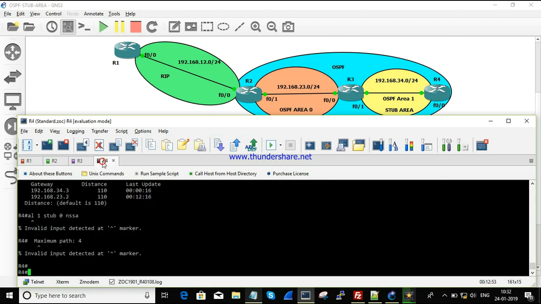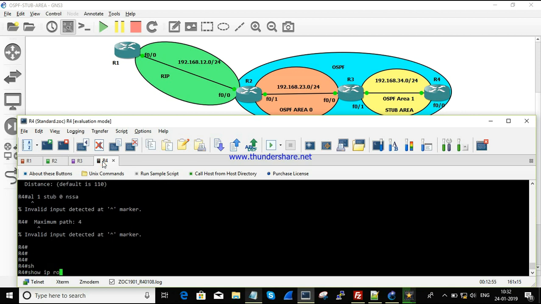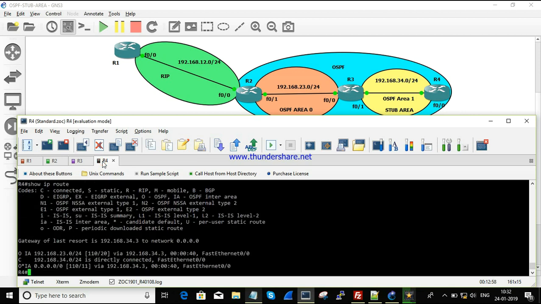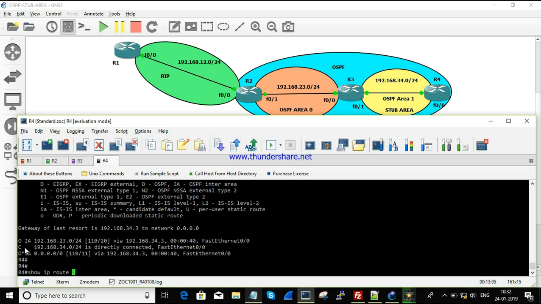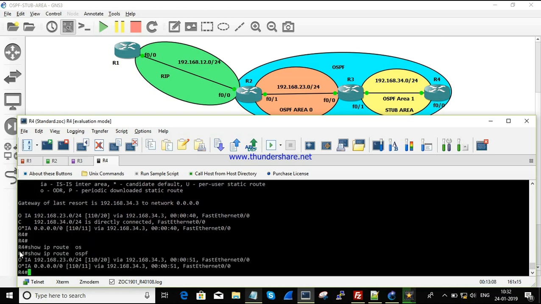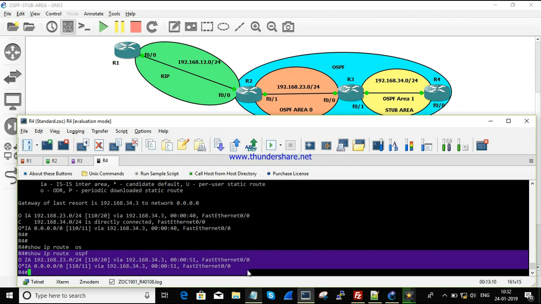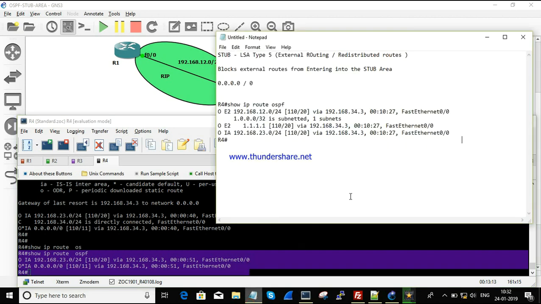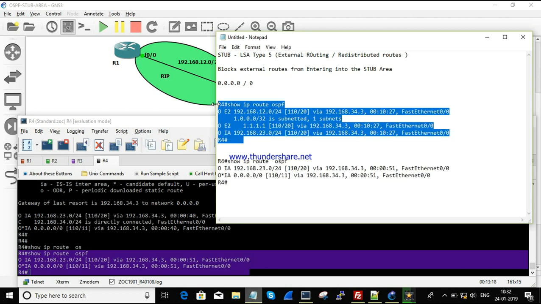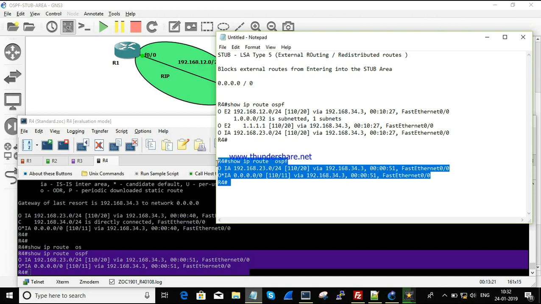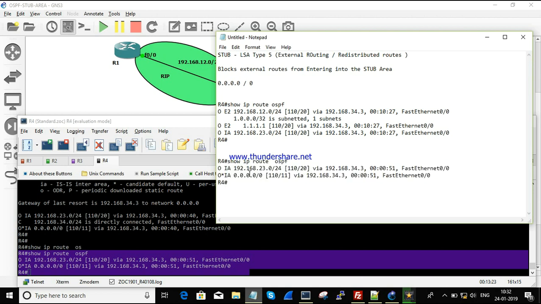Okay. So now what I'm going to do is check the routing table. If you see the routing table now, you don't see any sort of external routes. To make it clear, I can take this OSPF information. Okay, we can check it here. This is the previous output and this is the stub area output. So after configuring a stub, it doesn't show any sort of external routes.